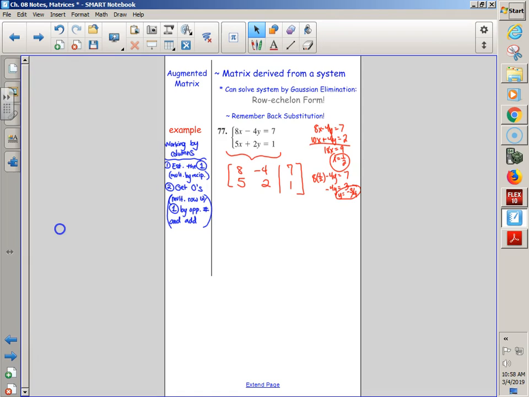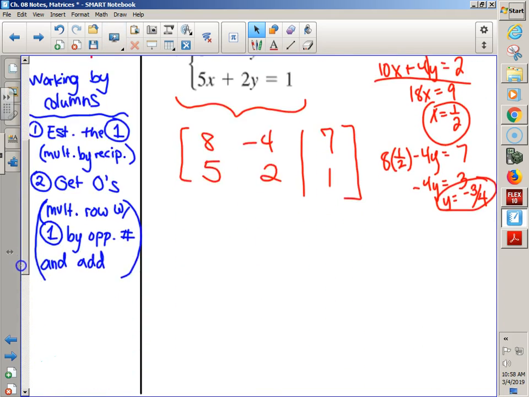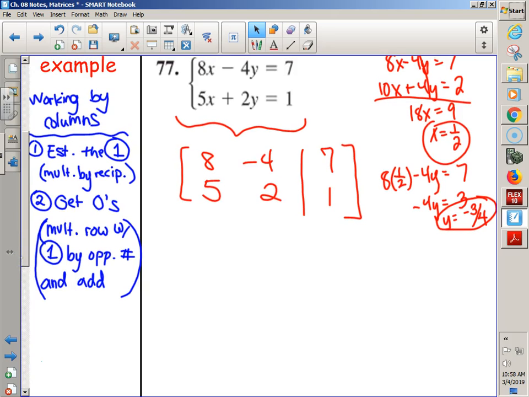But I did put a couple hints here on the side. Let me go and zoom in. I did put a couple hints here on the side as far as my approach and what we're going to do. We're going to try to establish the 1 and then get zeros, working by columns. So if you guys notice, there are 1, 2, 3 different columns.